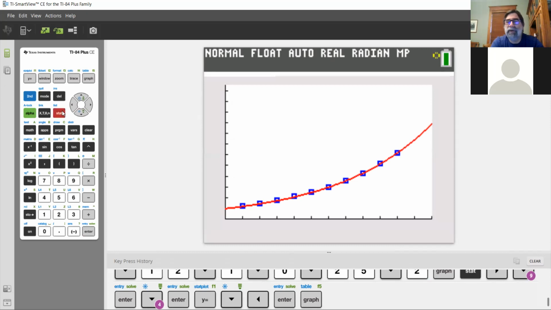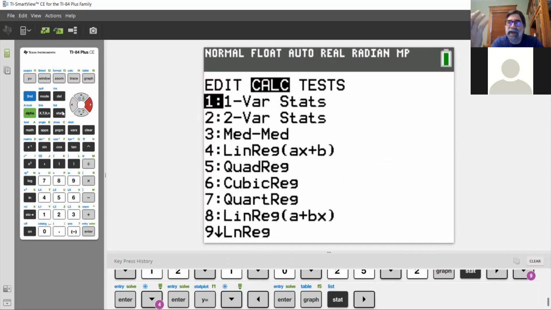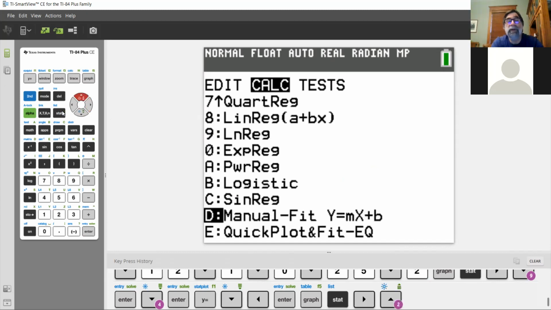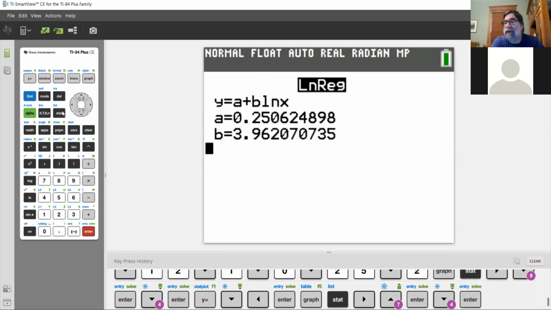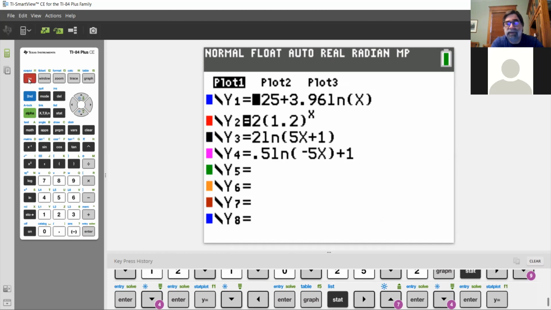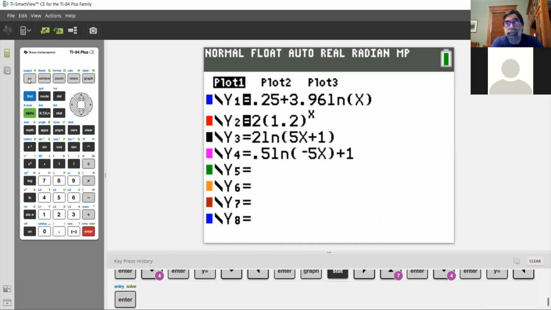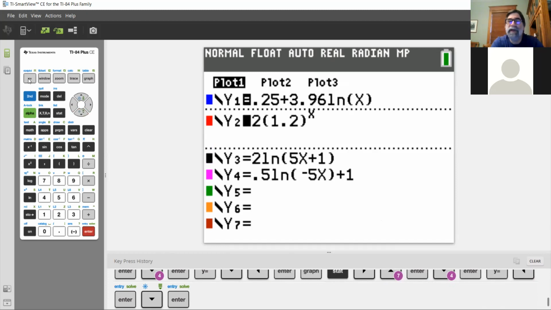We could also do a logarithmic model. And this is the nice thing about having all those numbers in the calculator. You can call up any model you want. Do a little mix and match here. Number 9 on the calculator is ln regression, which is the natural logarithm function. So call it up. Gets you your two values for A and B. So notice that A is 0.25 and B is about almost 4, 3.96. I also have that function typed in here. So let's plot those two together, and then you can decide which one looked like it was a better fit.